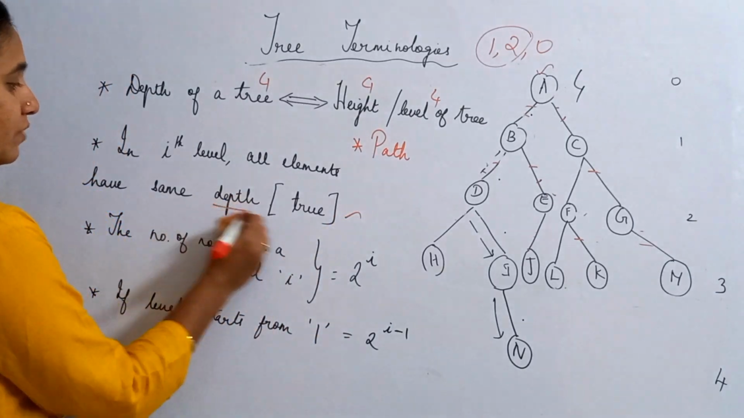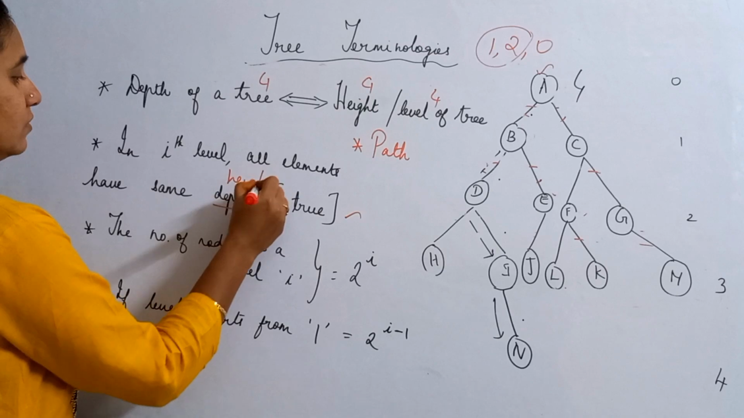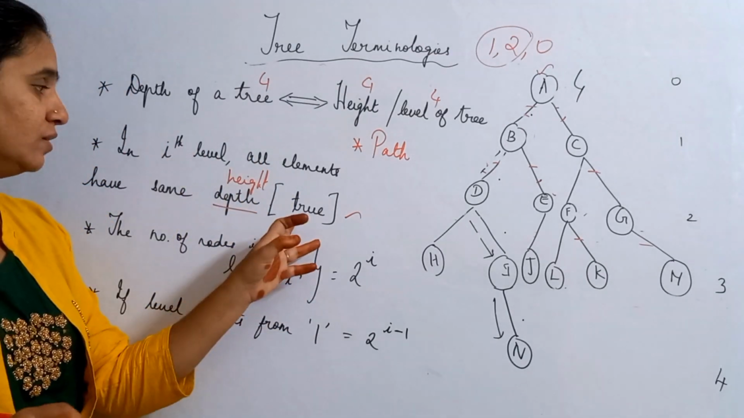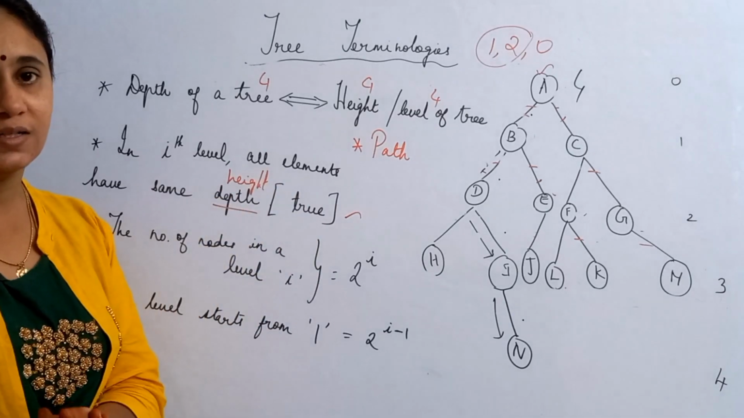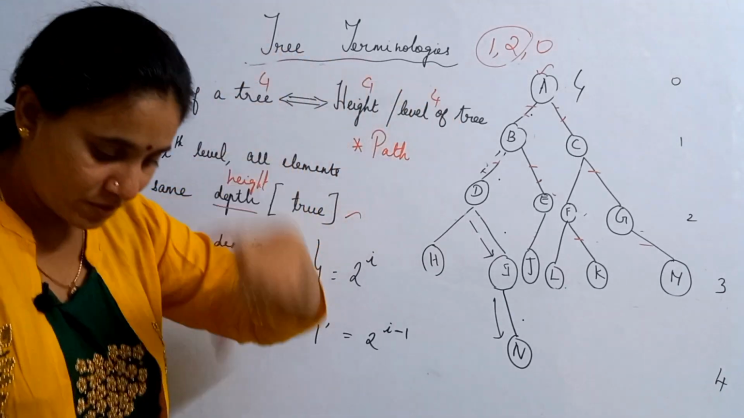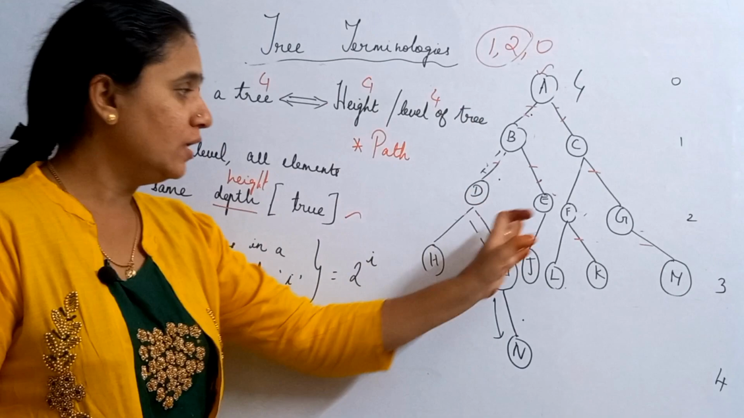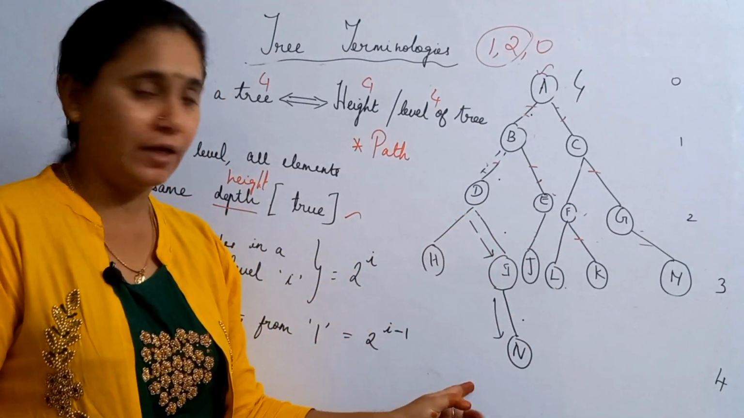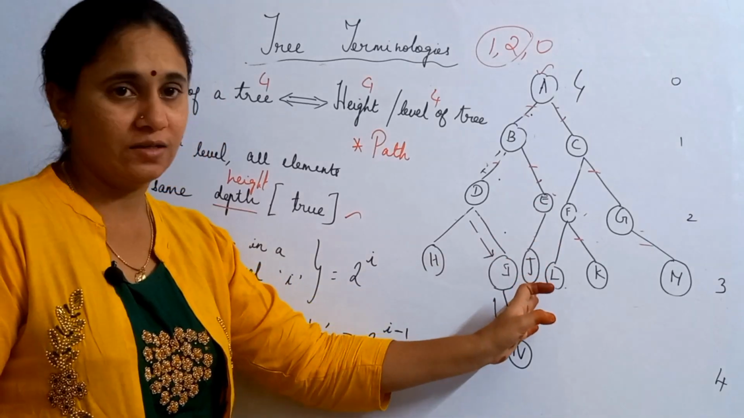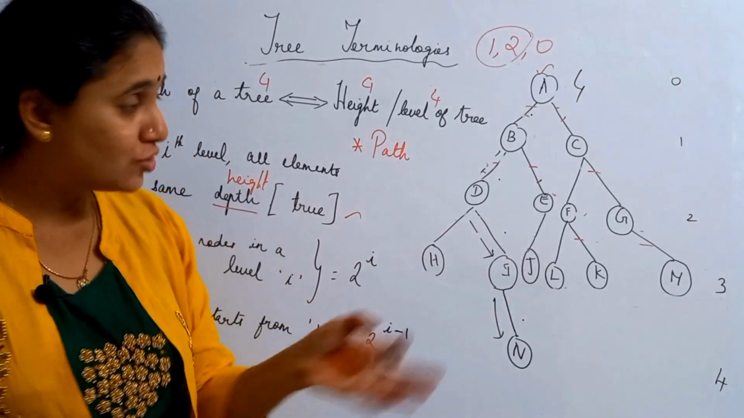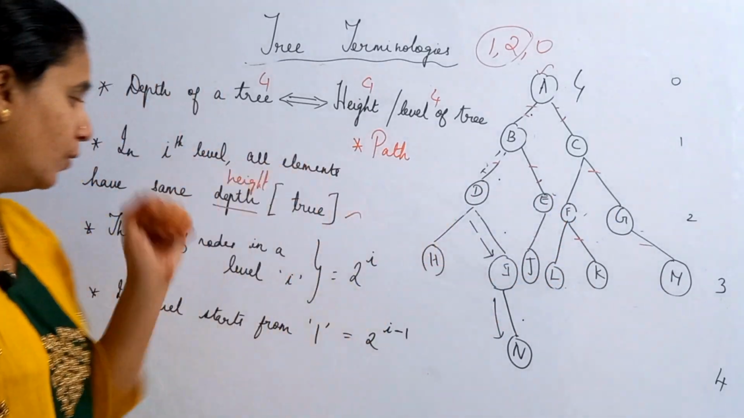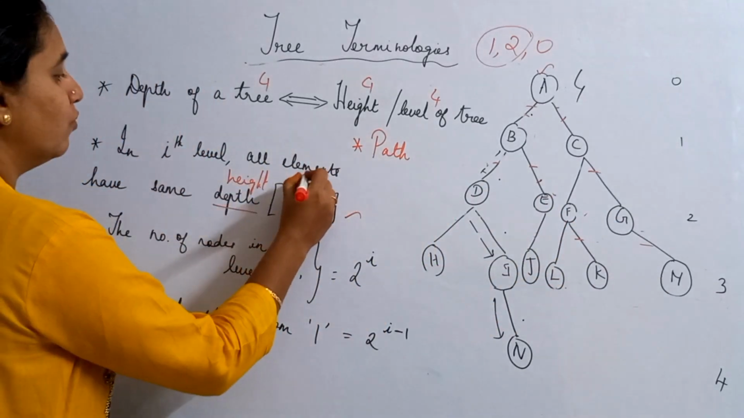Suppose instead of depth, if they give height, is this true or false? You just find and tell me. For height, I must see it down, isn't it? For any particular node, we are not getting the same height. For D, this is the maximum height. For E, if I take, this is the height. So we are having differentiation in height value for all these nodes, isn't it? So for this, it will be false.